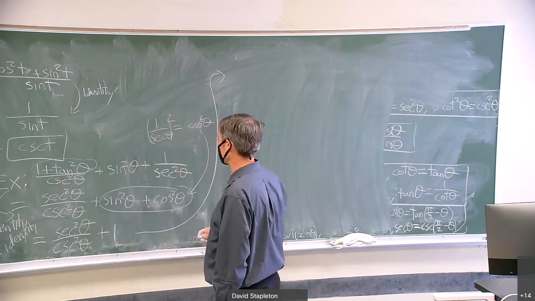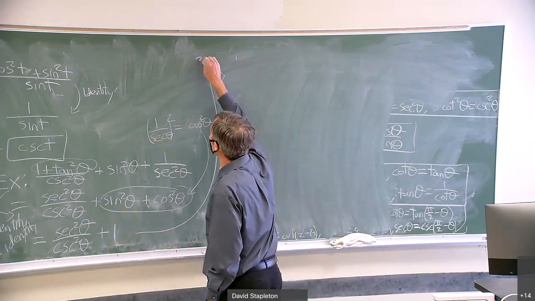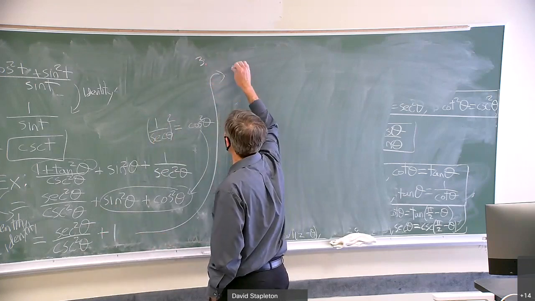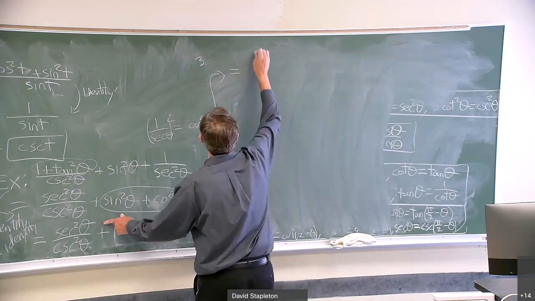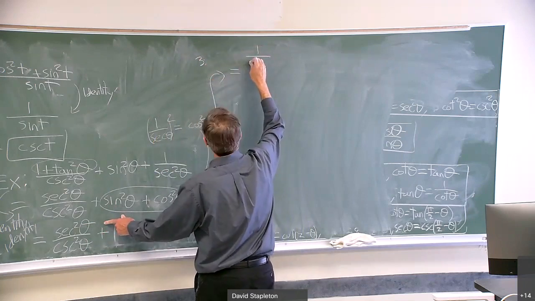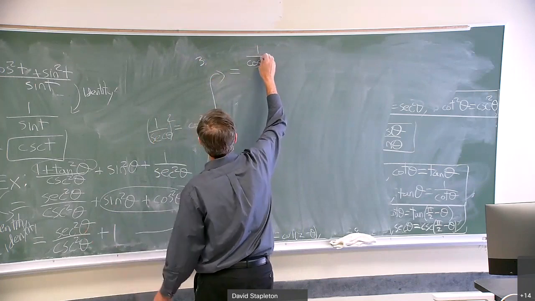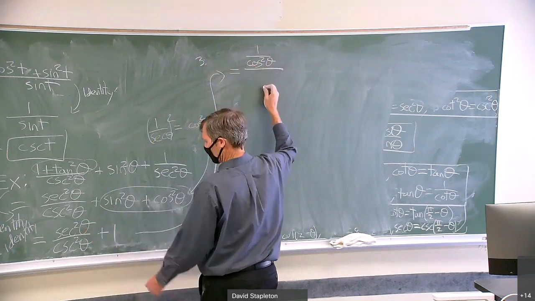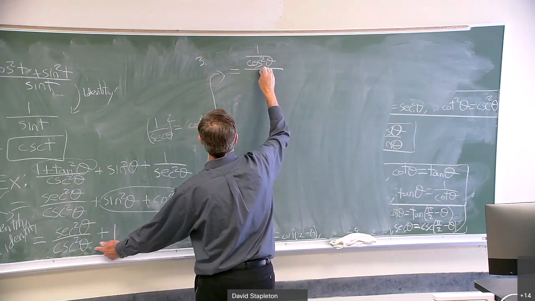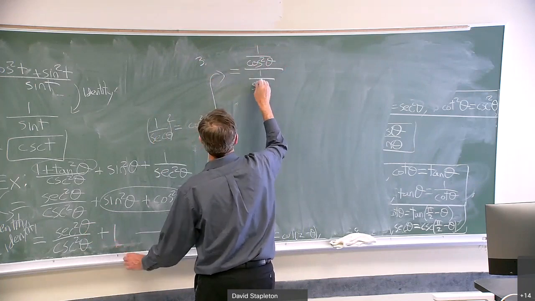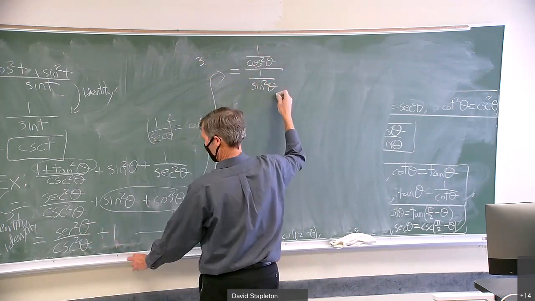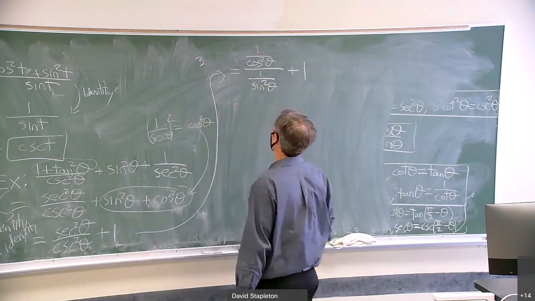But instead, I'm going to do this. I'm going to go to step 3 and say, I feel kind of stuck. I'm going to rewrite this all in terms of sine and cosine. I'll write secant squared is 1 over cosine squared, right? Secant is 1 over cosine. Secant squared is 1 over cosine squared. Similarly here, cosecant is 1 over sine, so cosecant squared is 1 over sine squared. I've got that.